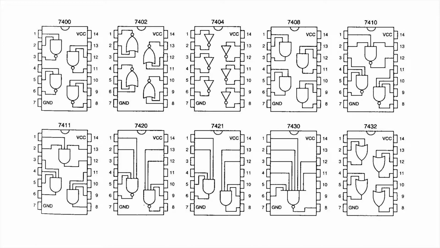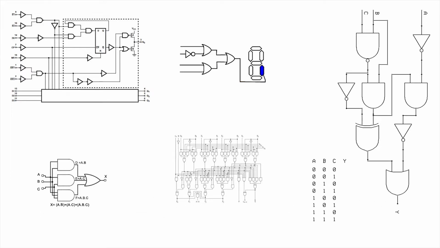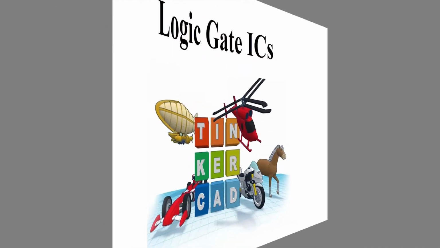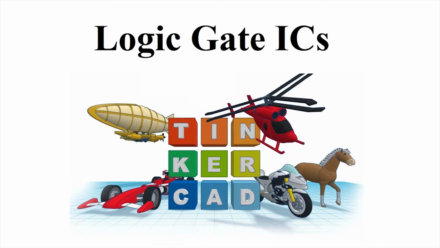Logic gate ICs are integrated circuit chips that can have 2 to 6 same logic gates on a single IC. These can be used in circuits to perform simple or complex logical operations. Now, you will see how to use these ICs in TinkerCAD.